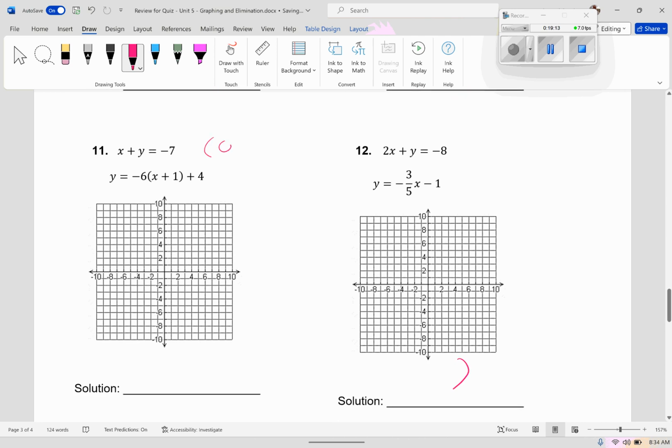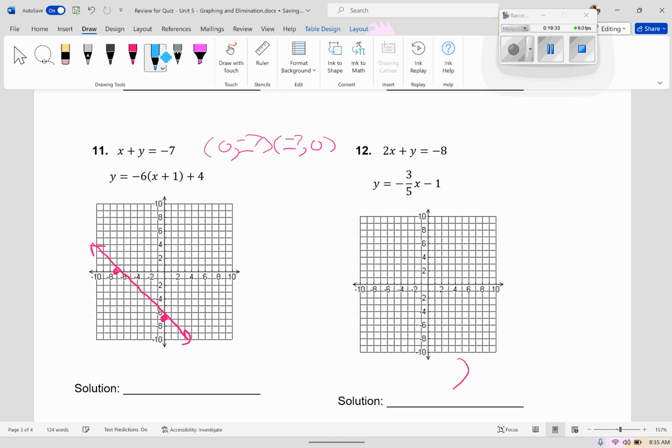Number 11, we're going to go 0 comma blank, blank comma 0. So that's an x value. So I get 0, negative 7, which is down here. That is a y value, so I'm going to get negative 7 here. So negative 7 is back here. Go ahead and connect the dots.